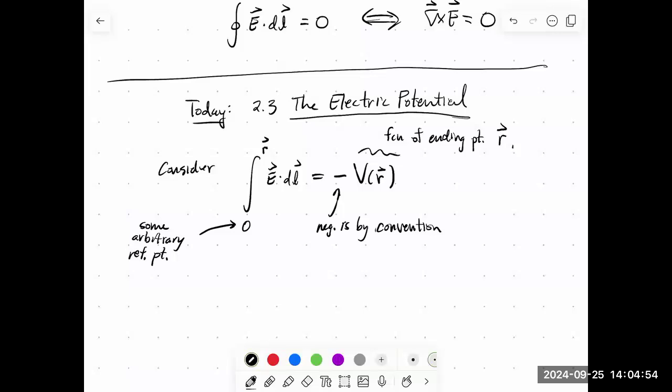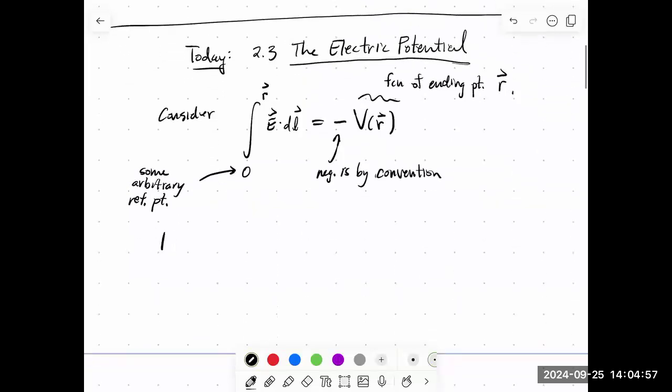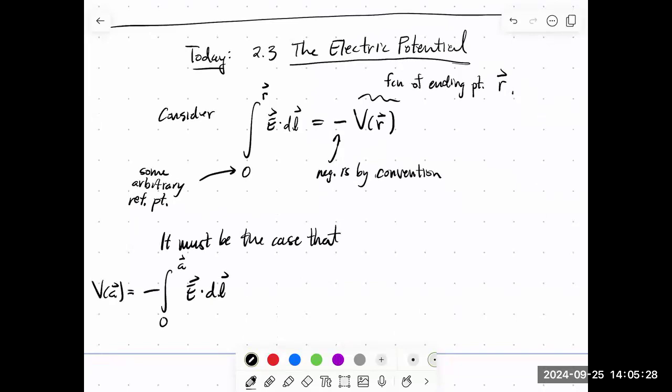Okay, so if that's true, then it must be the case that if I was to evaluate the integral from some reference point to a, then that would be equal to minus whatever this function is evaluated at the point a. I'm just going to move the minus sign over to the integral here. So I just multiplied all of this by a minus sign, and I replaced the r with an a.